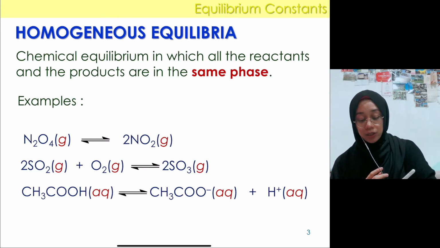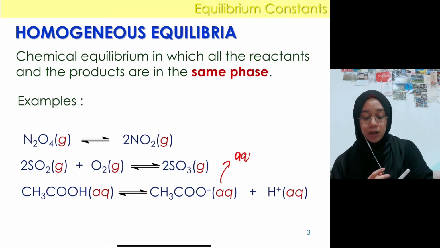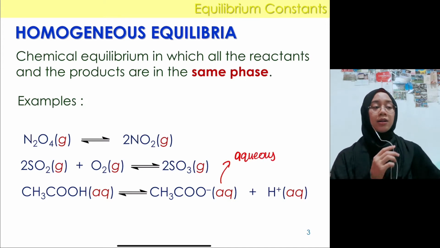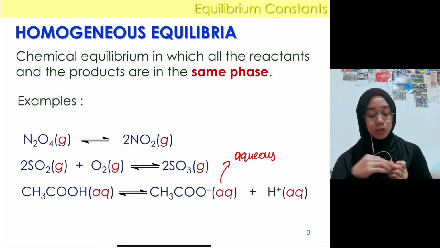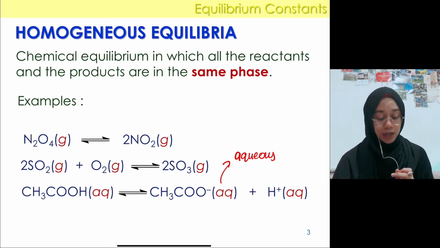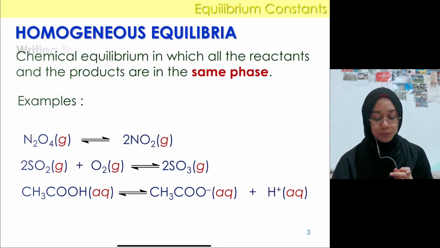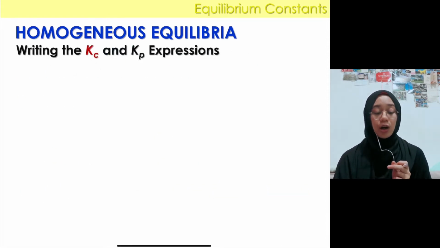Okay, so this one here, aqueous, bermaksud dia adalah liquid, tapi liquid yang ada water dalam dia. So kalau anything yang ada campuran dengan water, we call it as aqueous solution lah. Okay, so semua ni adalah aqueous solution. Okay, so how do we write the Kc and Kp expression?